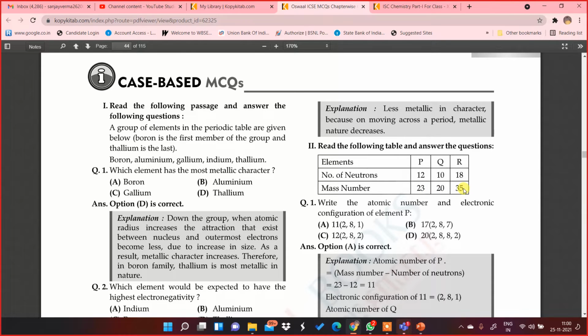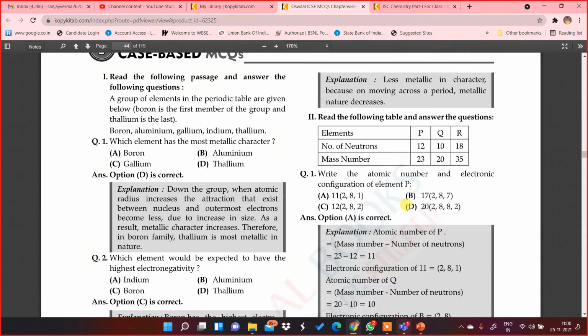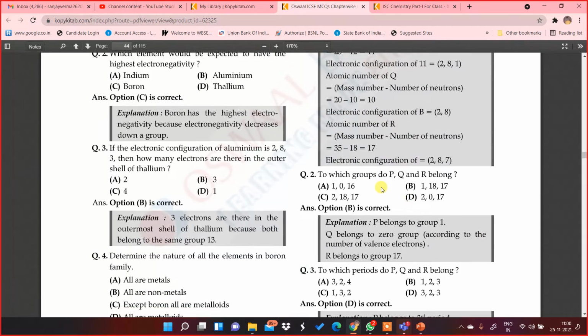Based on this, write the atomic number and electronic configuration of element P. P's atomic number becomes 11, and its electronic configuration is 2, 8, 1. So option A is correct. It is a case-based question. That is number 1 over here, subpart. Then, based on the same case, to which groups do P, Q, and R belong?